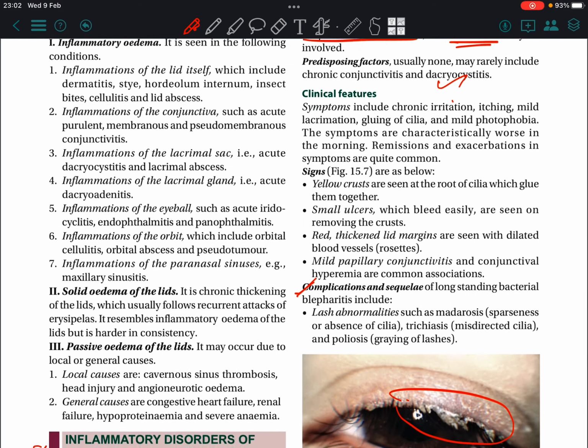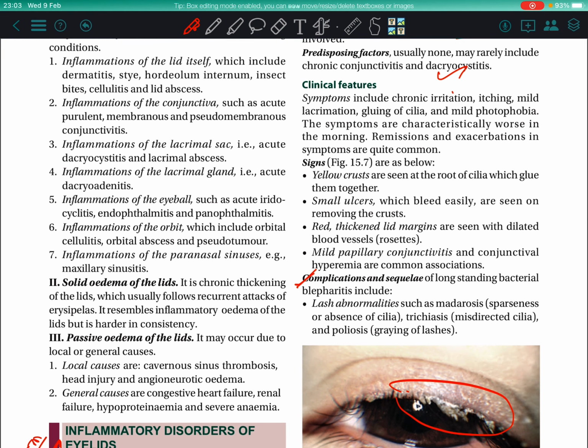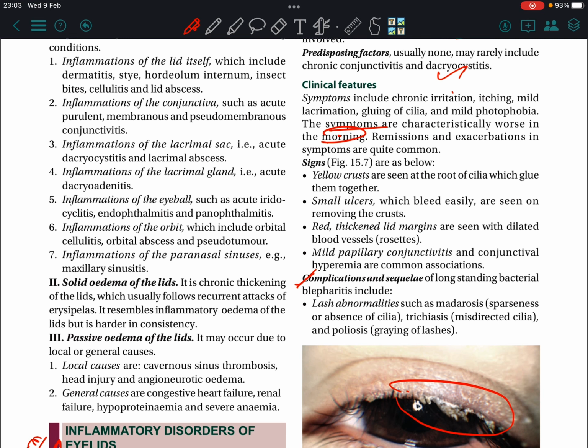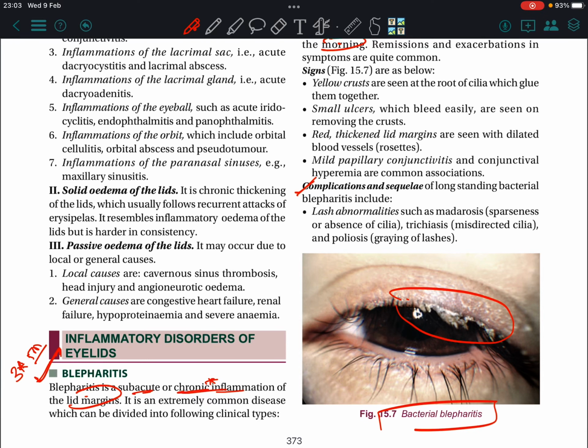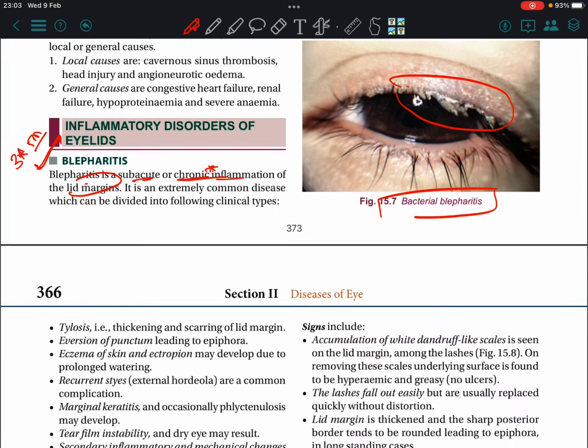Clinical features: symptoms include chronic irritation, itching, mild lacrimation, gluing of cilia, mild photophobia. The symptoms are characteristically worse in the morning. Remission and exacerbation are quite common. Signs: yellow crusts, small ulcers, red thickened lid margins, mild papillary conjunctivitis, conjunctival hyperemia are common associations. Small ulcers which bleed easily are seen on removing crusts. Yellow crusts are seen at the root of cilia which glue them together.